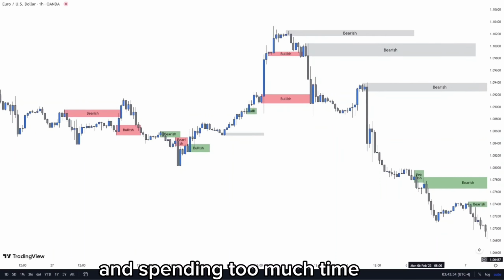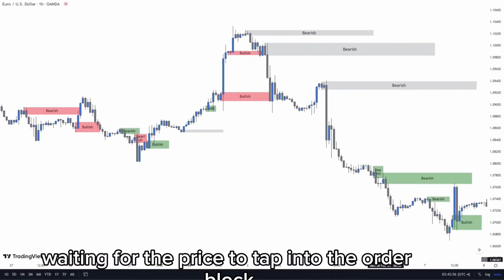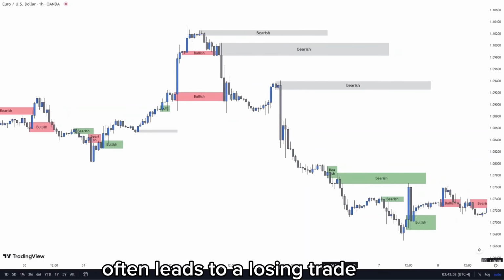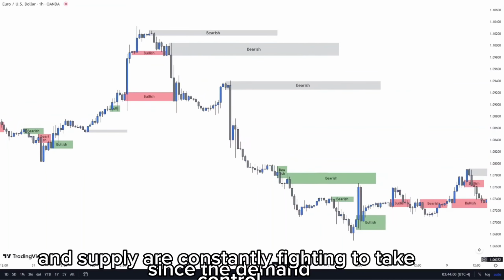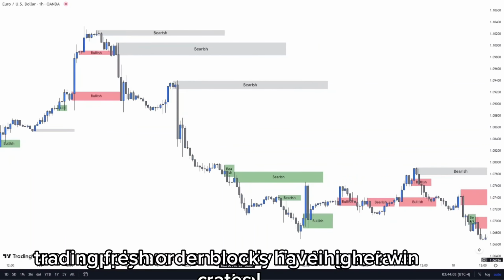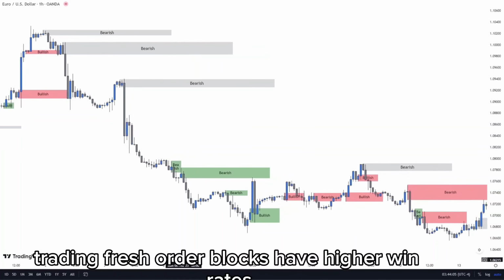Also, recently printed order blocks are more accessible and more effective because the market constantly changes direction, and spending too much time waiting for the price to tap into the order block often leads to a losing trade, since the demand and supply are constantly fighting to take control. Trading fresh order blocks have higher win rates.